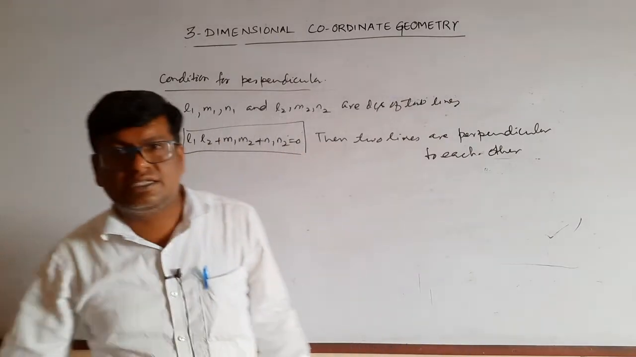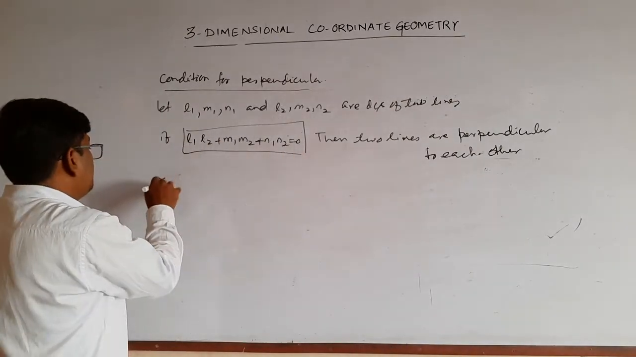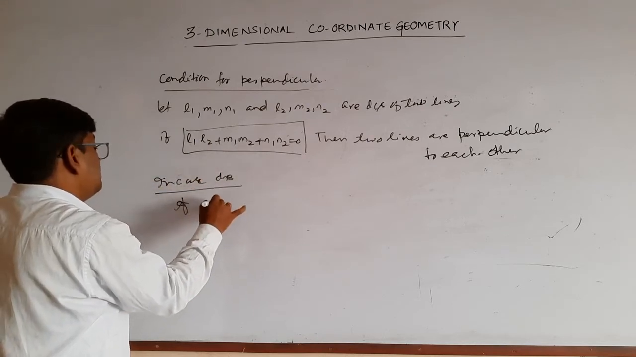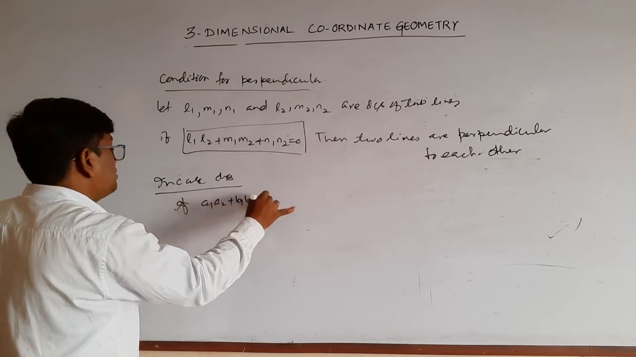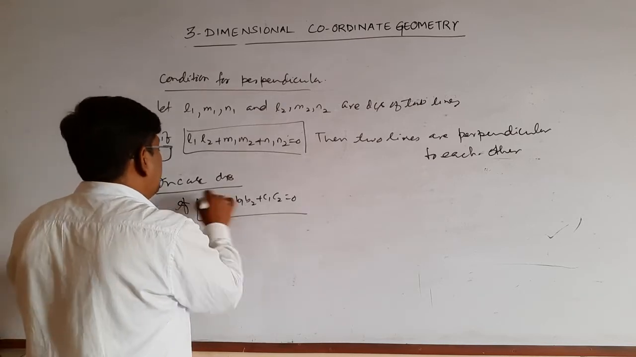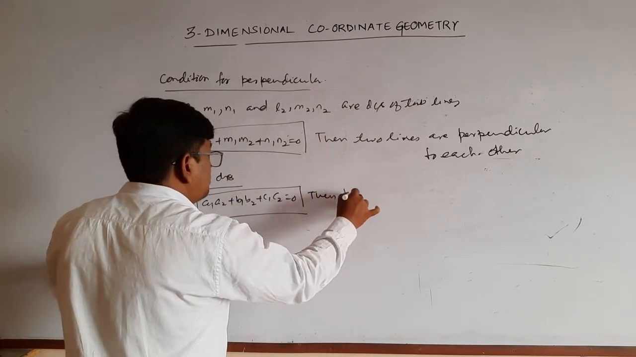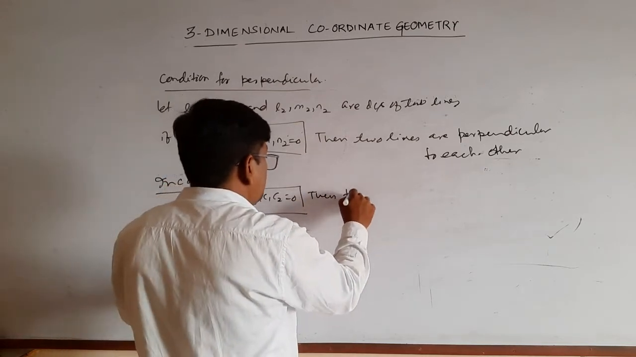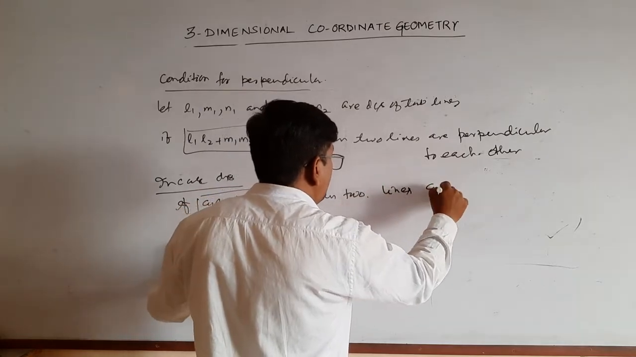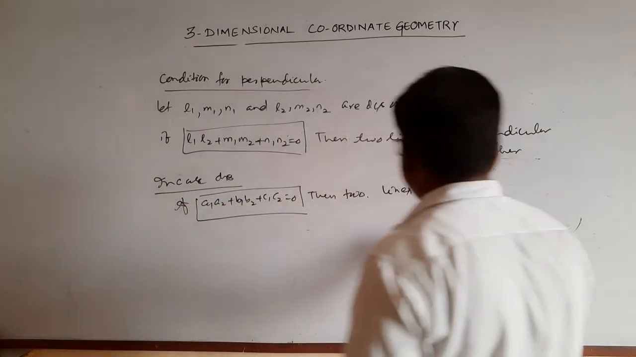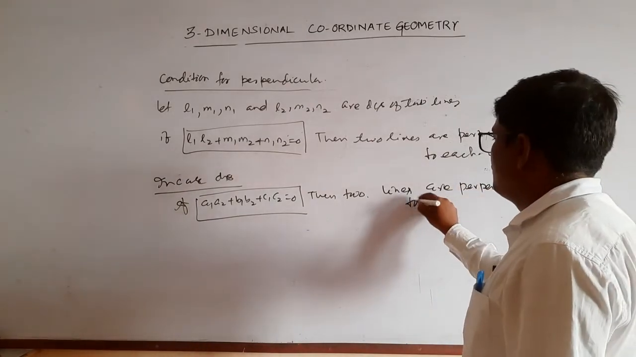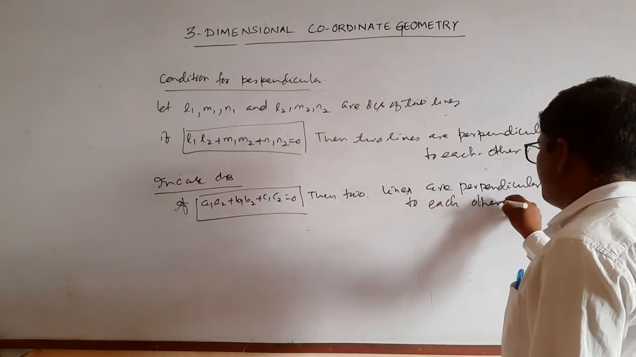This is for DCs. In case of DRs, if A1 A2 plus B1 B2 plus C1 C2 is equal to 0, then the two lines are perpendicular to each other.